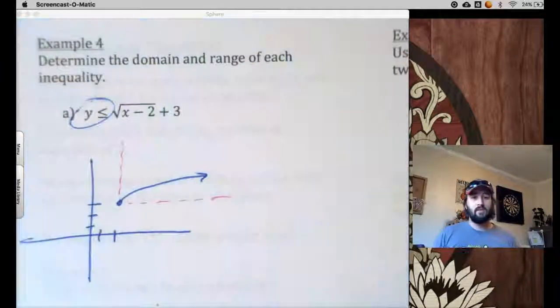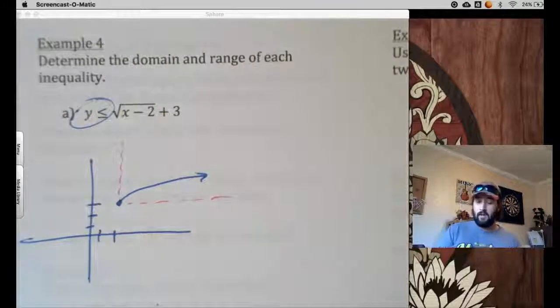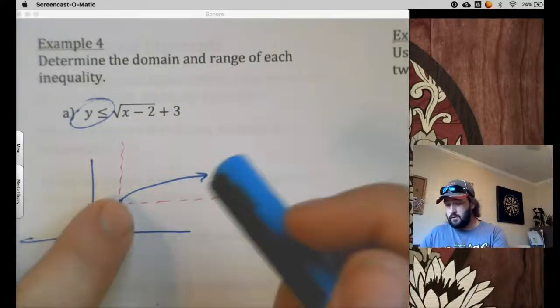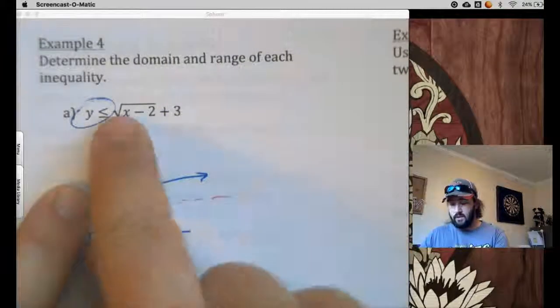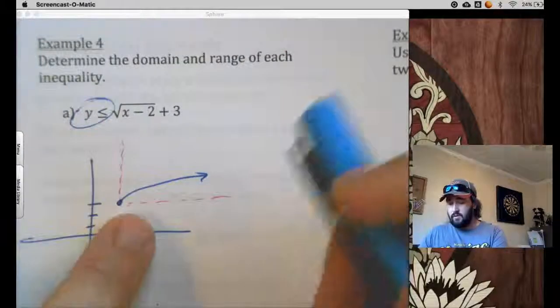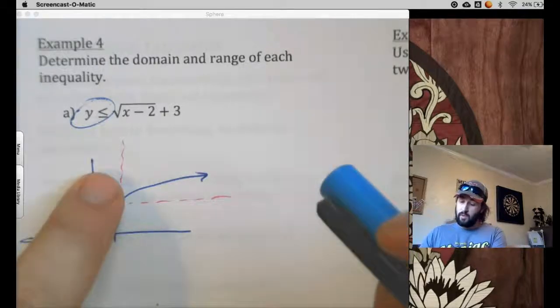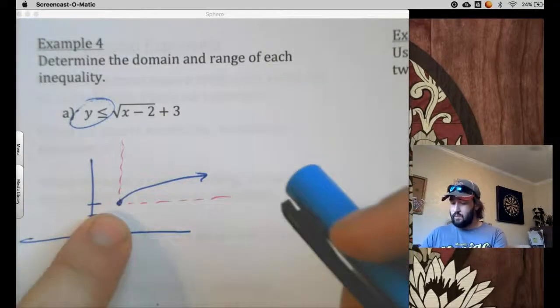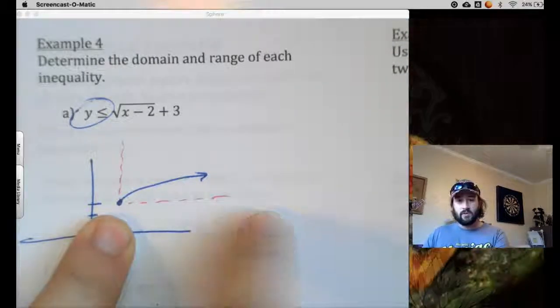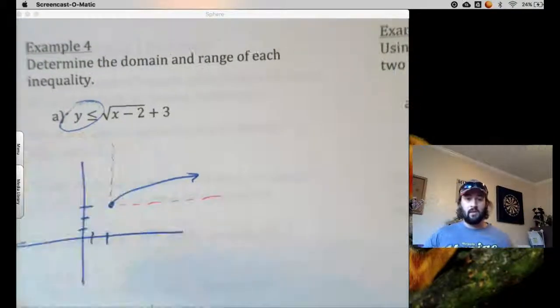I'm not going to go outside of that box with my shading. If I go over here, I'm going to be using negative x values. If I go down here, I'm going to have negative solutions. So both of these don't really work. So take the point, go straight out horizontally, go straight up vertically. Those are kind of our boundaries for our graph.